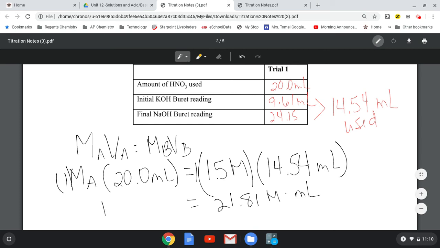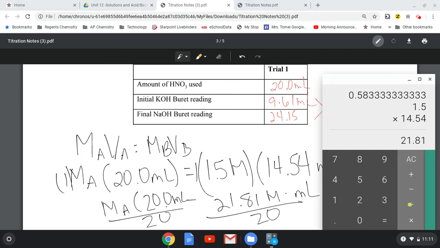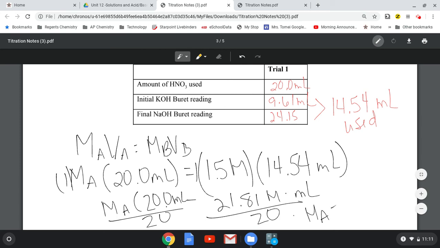And then on the left-hand side, we're solving for MA times 20. So if we divide both sides by 21.81, I'm sorry, that is not correct. That is bad math. We would divide both sides by 20 since we're trying to solve for MA. So we divide both sides by 20, and 21.81 divided by 20 will give us an answer of 1.09. So the molarity of our acid is 1.09 molar.